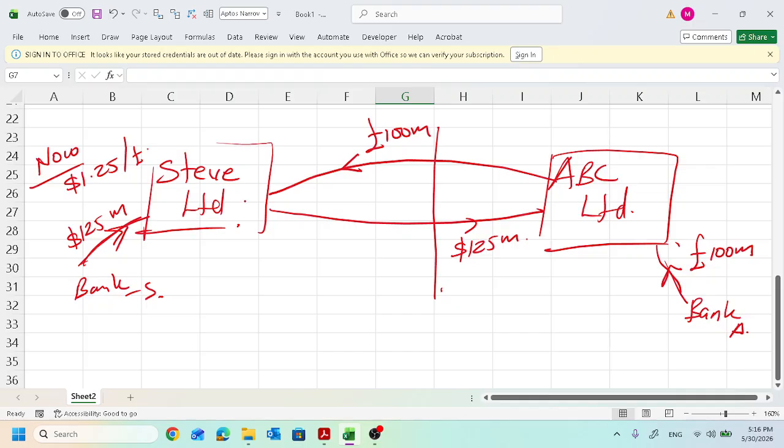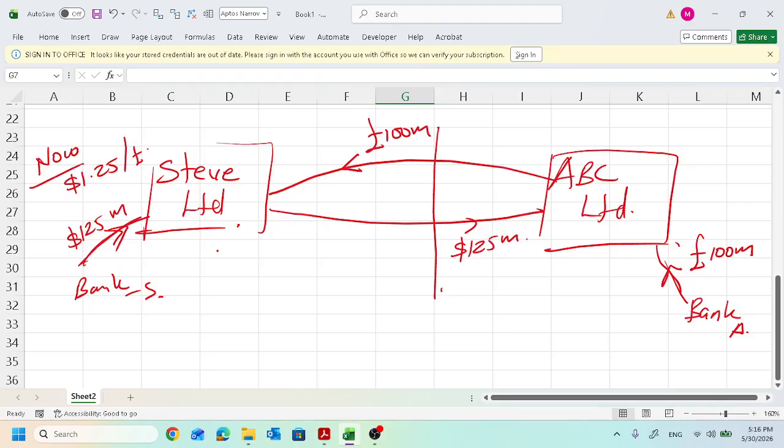Why can't Steve Limited directly borrow from a bank in the UK? Why can't ABC Limited borrow from a dollar bank directly? Because they will not get the best rates. Because Steve Limited is a US company. They will get dollar rates good, but not the pound borrowings. Same for ABC Limited. That is a UK based company. They will get pound borrowings at good rates, but not dollar borrowings.